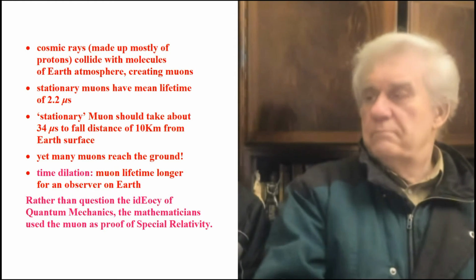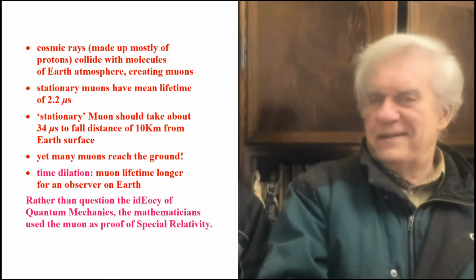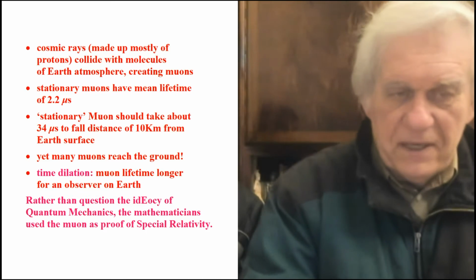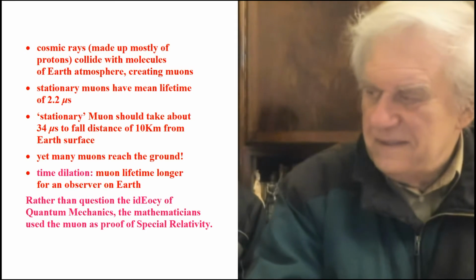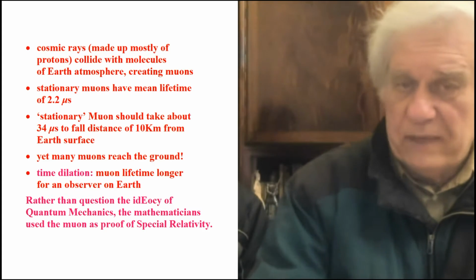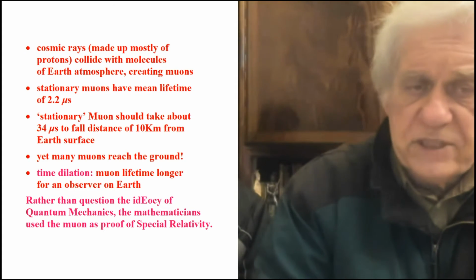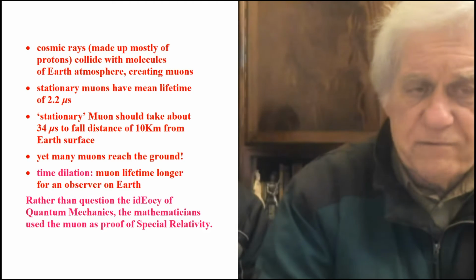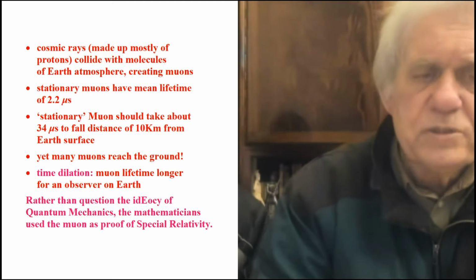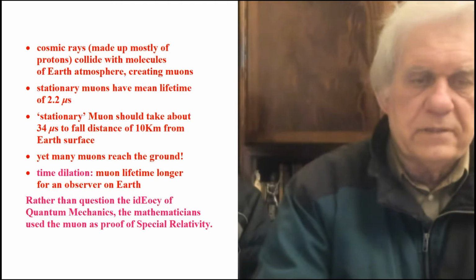Either the muon lived 2.2 microseconds, or it hit the ground. Well, here it is. They're mutually exclusive no matter what you do. You would think, and that's what I'm going to show right now. But let's get to this point. Rather than question the idiocy of quantum mechanics, the mathematician used the muon as proof of special relativity.